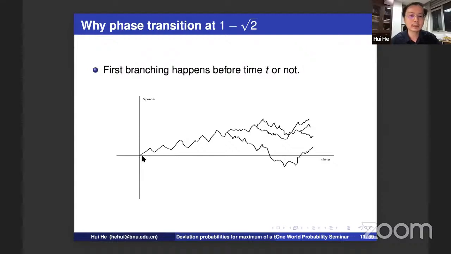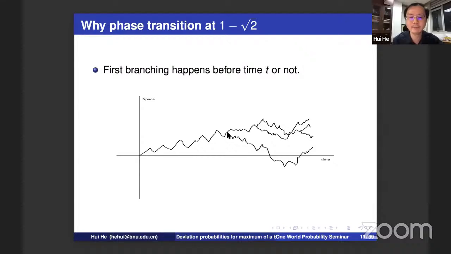So let us go to this picture again. Sorry, I have to show this ugly picture again. And first, as I said before, at time 0 there's only one particle starting from the orange, and it moves as a Brownian motion, and it also has a random lifetime distributed as exponential 1. So this is just the first branching event, because this is the first time that the ancestor dies out. So whether the first branching happens before time t or not means whether the lifetime of the ancestor is larger than t or not.